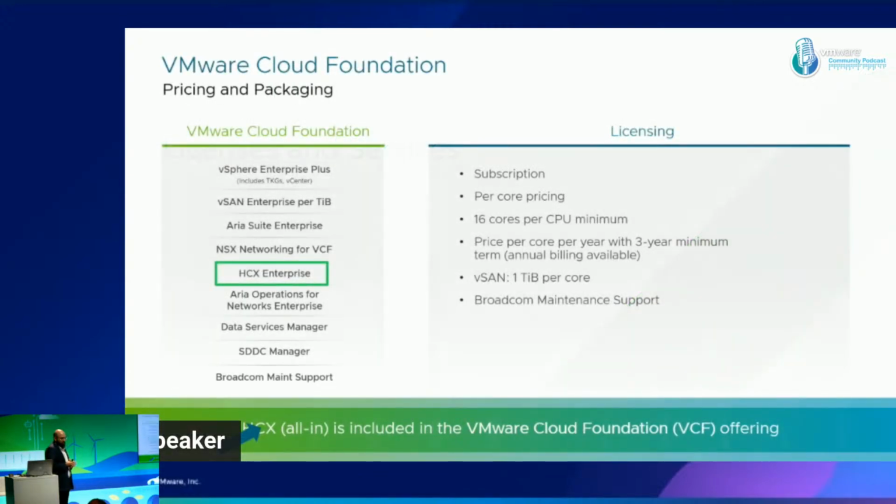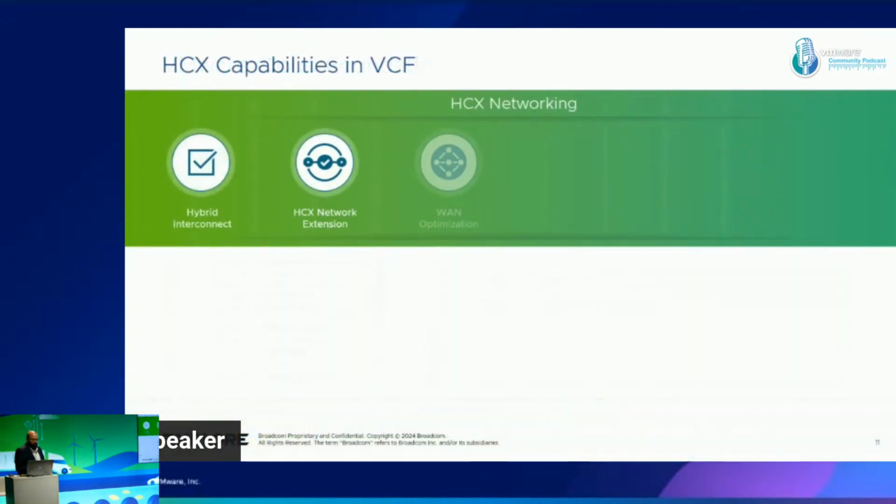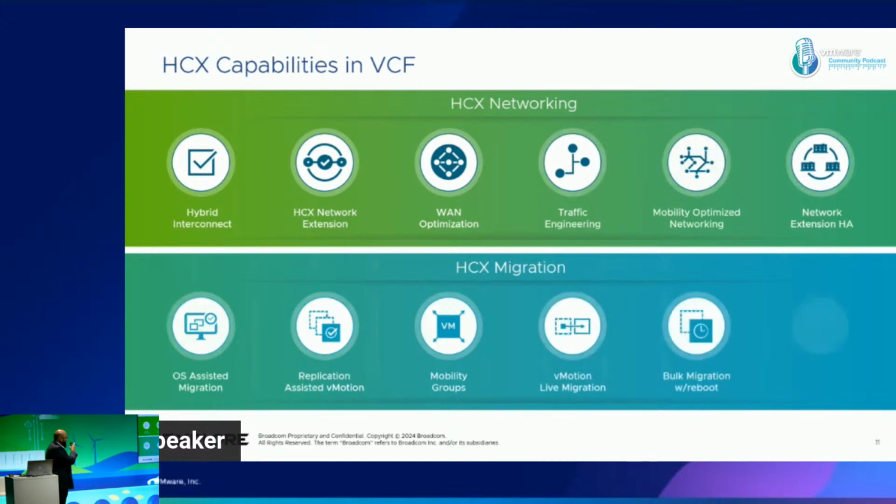VCF solution. When you buy VCF, all features of HCX are already included, because HCX is a small brother of NSX. So when you get a VCF, you get an HCX Enterprise that can do pretty much everything for you. What's the capability? Hybrid and connected is the network area. I can do network extension, WAN optimization, traffic engineering, and HA. So now I can have my layer 2 extensions in HA mode.